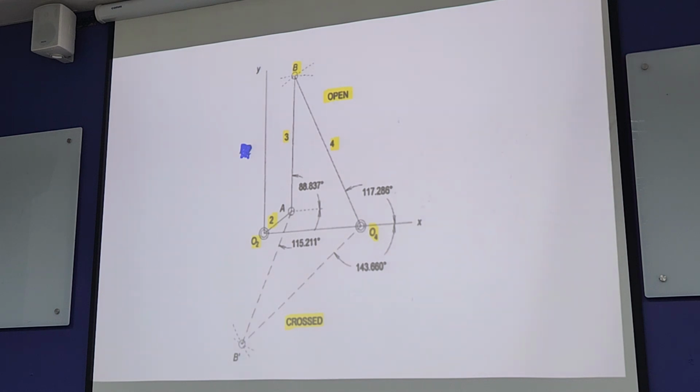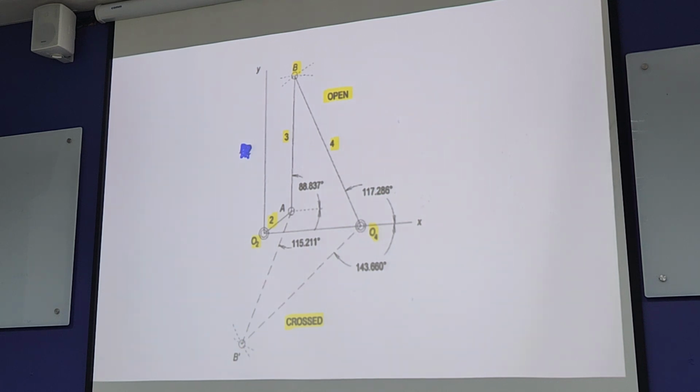But let me tell you, as you move forward, your error will be very, very small. At first maybe there's some error, but as you continue with other examples, the error will go down. If you want to do the calculation using the analytical method, it will take you much longer. So the open position is theta 3 about 88 or 89, and theta 4 is 117.